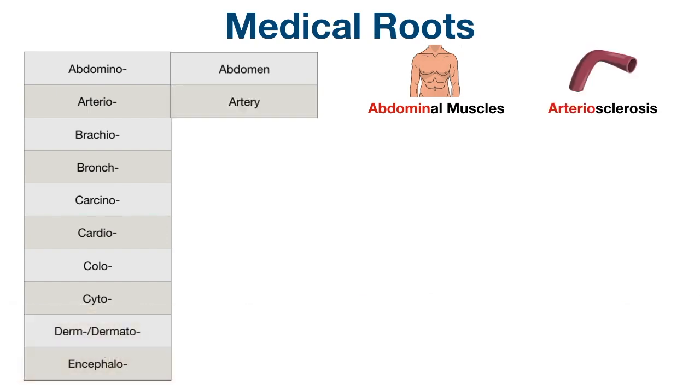Next we have arterio, which refers to artery. Arterio and artery sound the same, making it easy to remember. An example medical term is arteriosclerosis, which is the thickening or hardening of the walls of the arteries. The next root is brachio, which means arm. You can think of your brachial pulse, which is the pulse inside your upper arm, as indicated by the star.